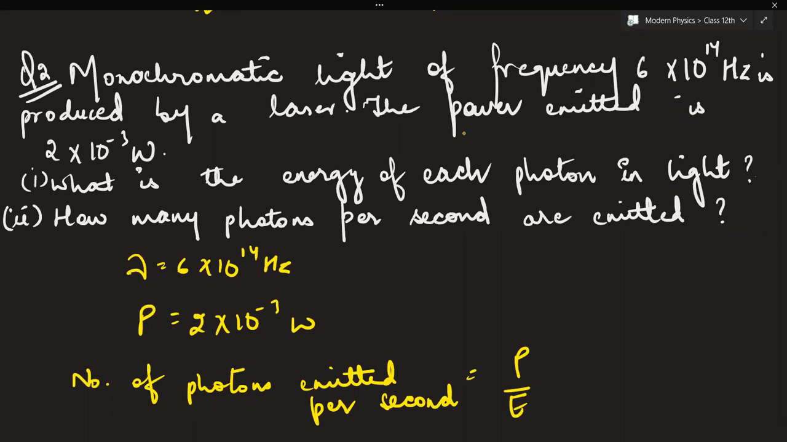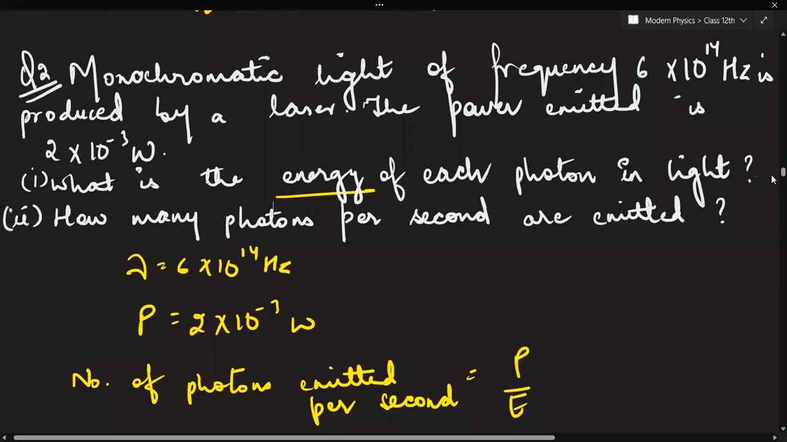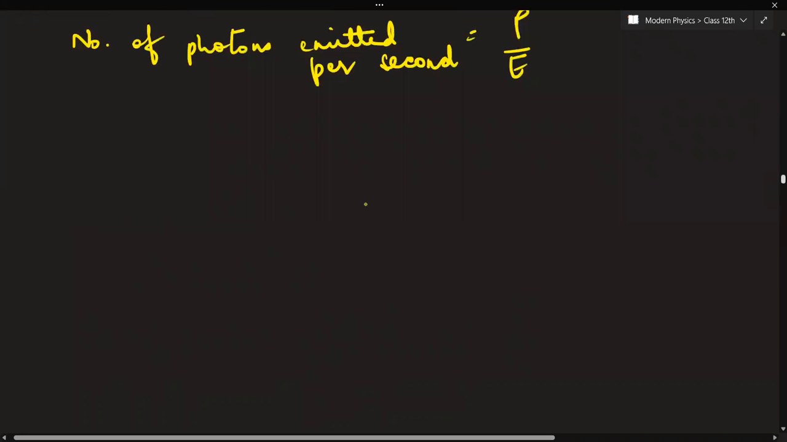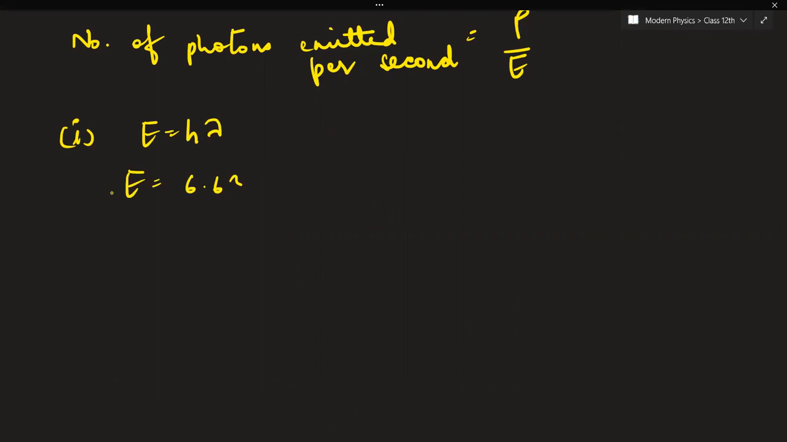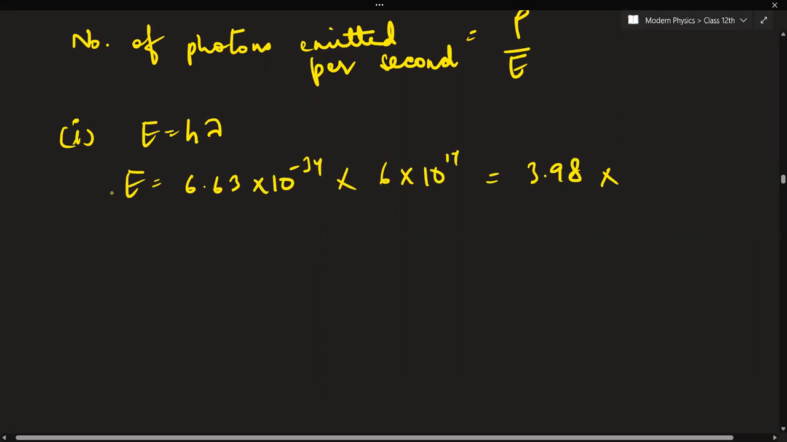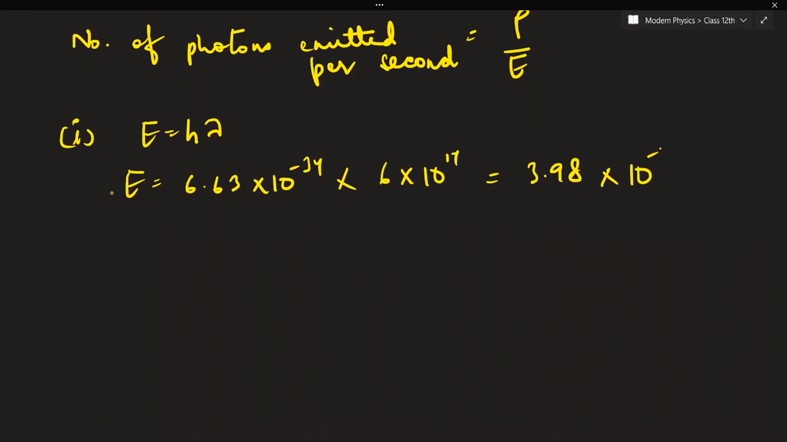Now let us come back to the question. The first part asks what is the energy of each photon. The frequency is given, so you can easily calculate the energy. E is equal to h nu. Energy will be equal to Planck's constant into frequency. So that will be 3.98 into 10 to the power minus 19 joules.